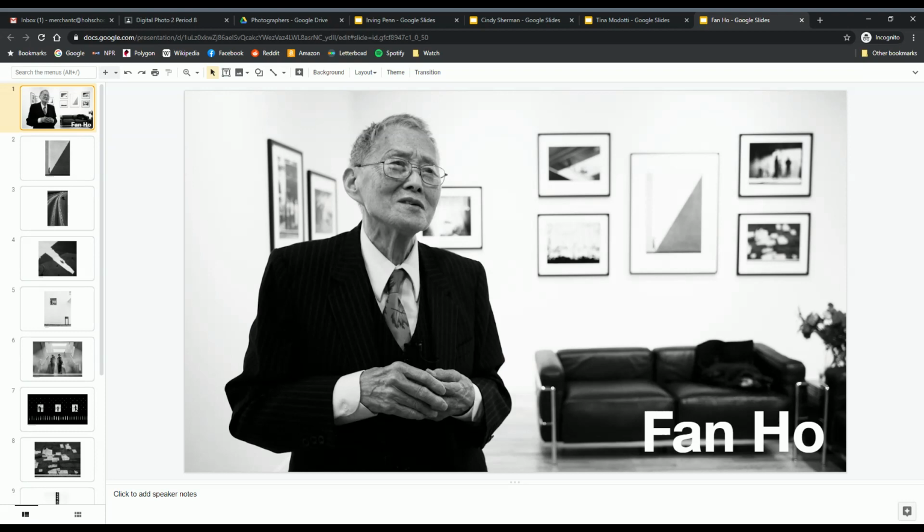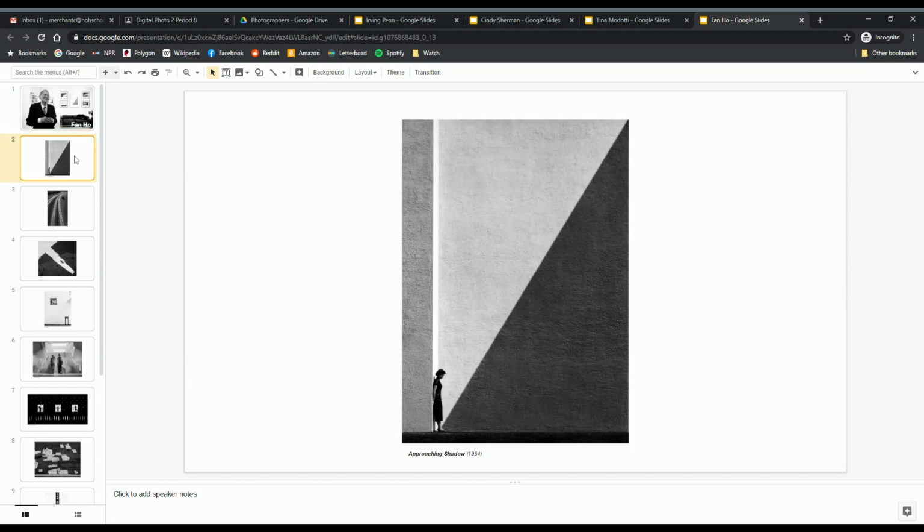So the thing with contrasts, and we'll go to this image first, probably one of Fan Ho's most famous works, is that if you provide the viewer with a certain area of really stark contrast, people will automatically want to look there first. In this particular photograph, it's probably not much of a surprise to say that the visual emphasis is on this figure of this woman leaning up against the side of this building.